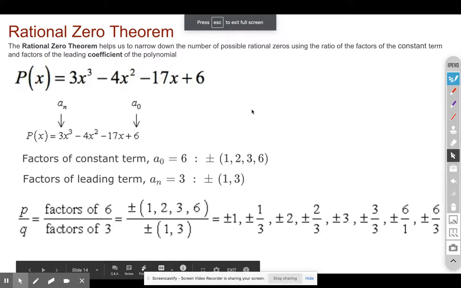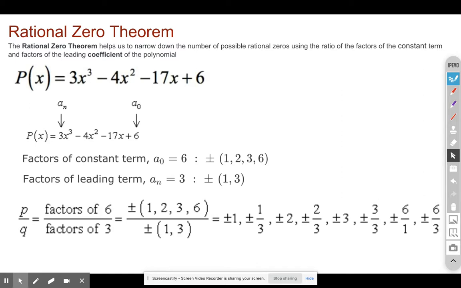Hello, this is classwork 1, part 2 from week 9. We're going to do the rational zero theorem.